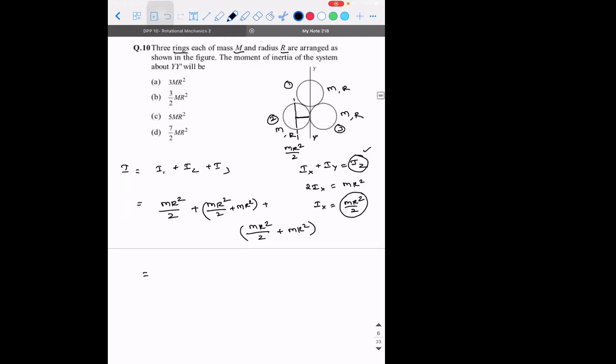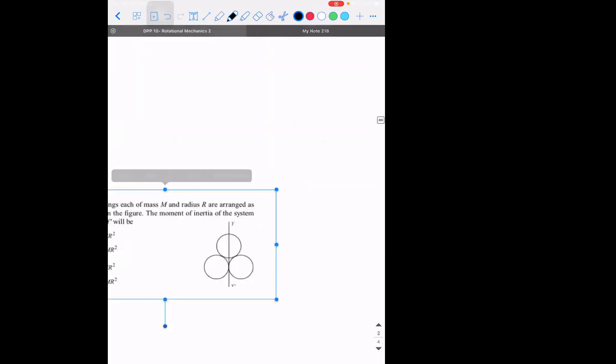So what will be the answer? 7 mr square by 2. You have an option? Yes. That's the answer. Got it? How to calculate? Good. Okay, I'm moving on to the next question.